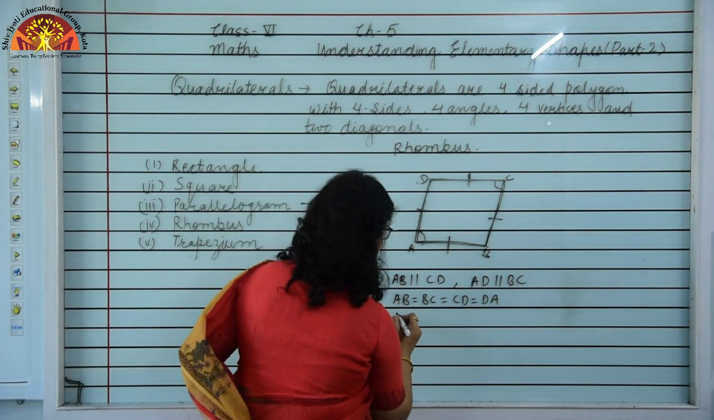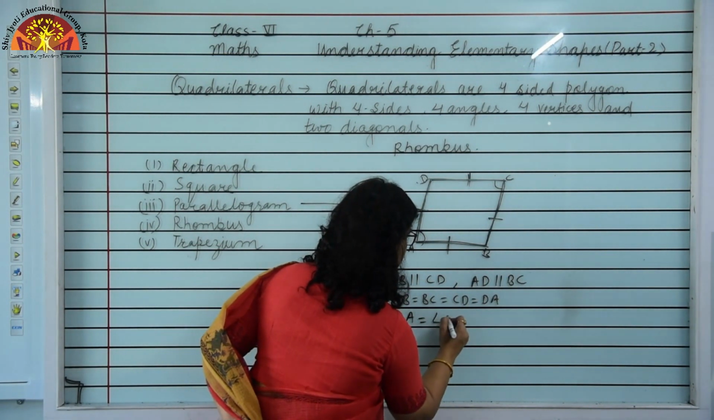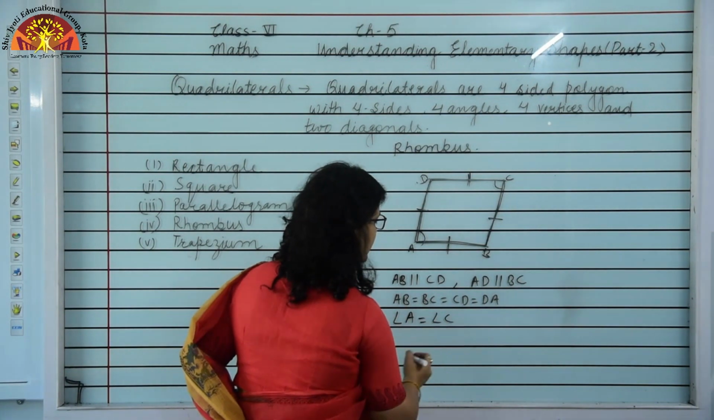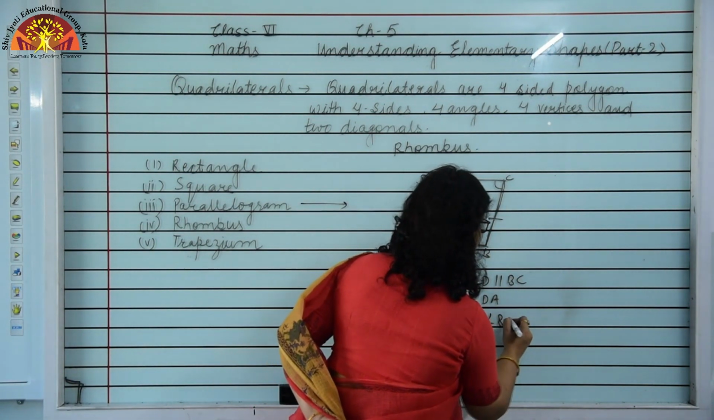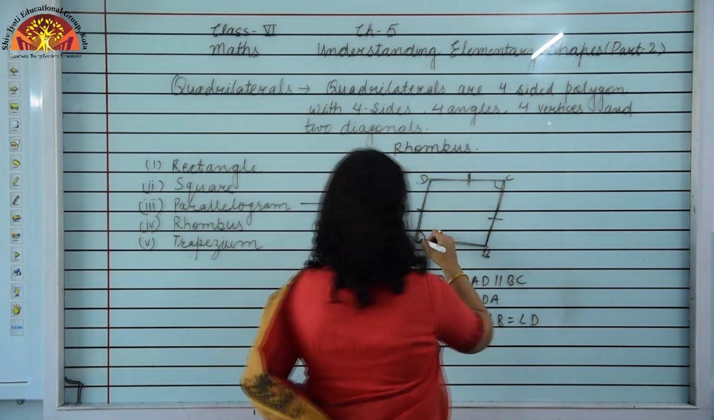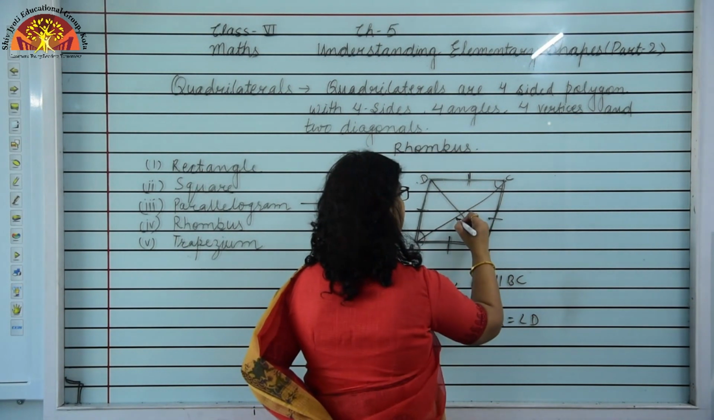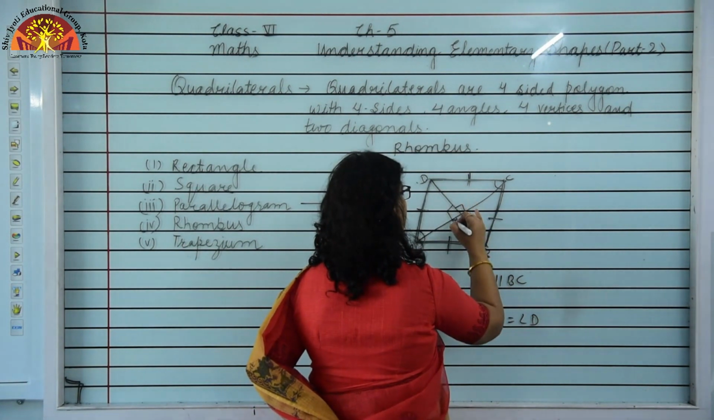So opposite angles are also equal. So angle A is equals to angle C and angle B is equals to angle D. Understood? And diagonals bisect each other at 90 degree. जो diagonals हैं वो 90 डिग्री पर bisect करते हैं. Understood?